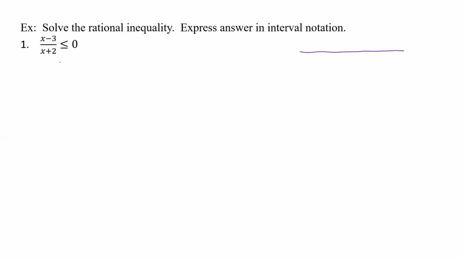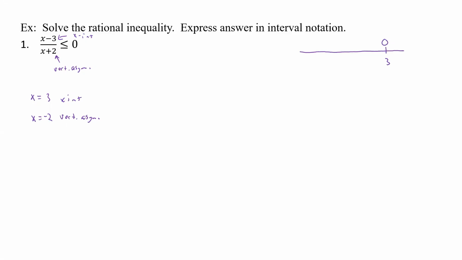Well, we know if we solve this one, we're going to get our vertical asymptote. And if we solve this one, that's going to be our x-intercepts, okay? So x equals 3 is going to be our x-intercept. So on our number line, at x equals 3, that is going to be 0. Then x equals negative 2, well, that's a vertical asymptote.